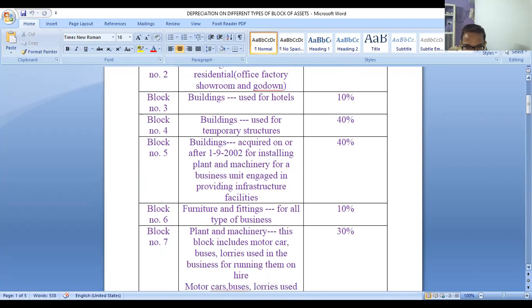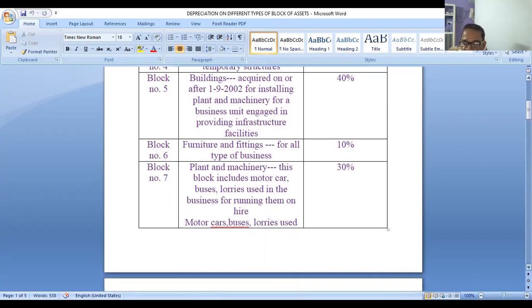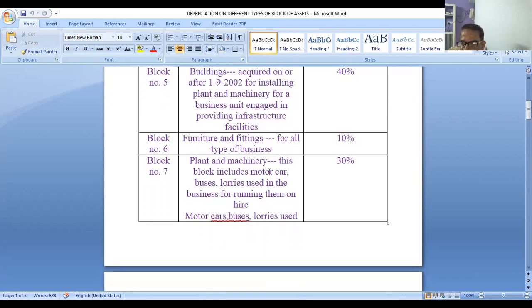Block number 7, plant and machinery. This block includes motor cars, buses, lorries used in the business for running them on hire, 30%. If you have a motor car for business use or buses or lorries and are using them in the business for running them on hire, giving those transport buses or motor cars on rental basis to others, depreciation 30%.